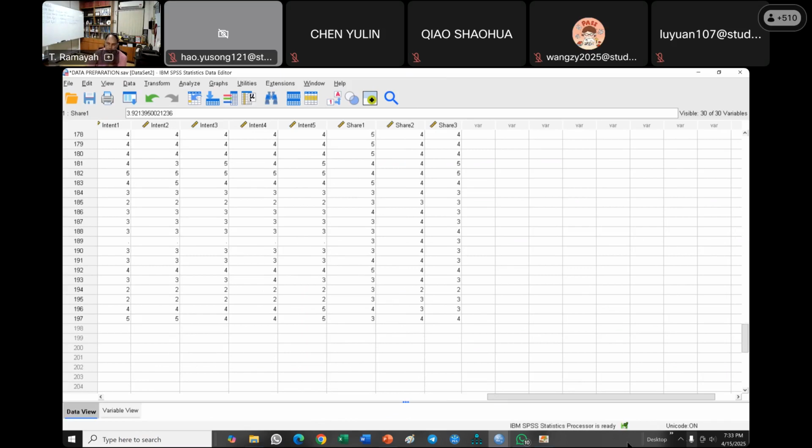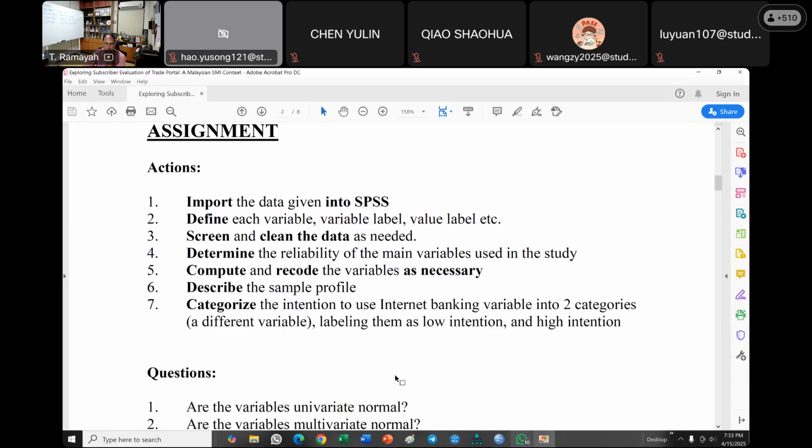So that covers all the things that you need to do under the actions. If you do missing value replacement, when you're writing your report later, you need to tell how you did your missing value replacement, how many cases are missing, and so on. That part you need to describe here. Any questions on the missing value replacement?